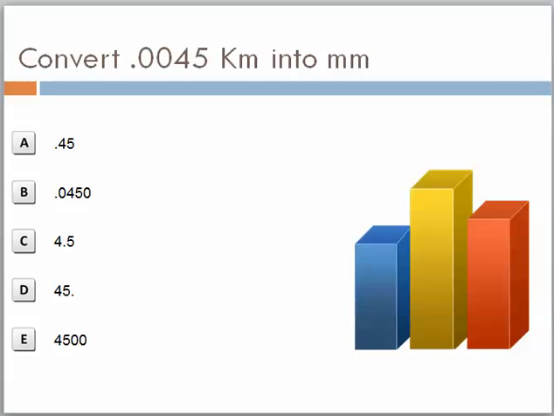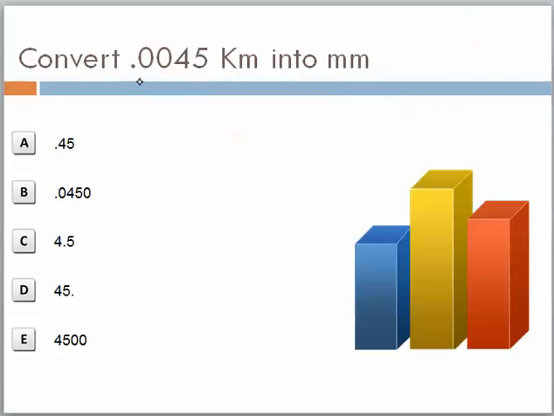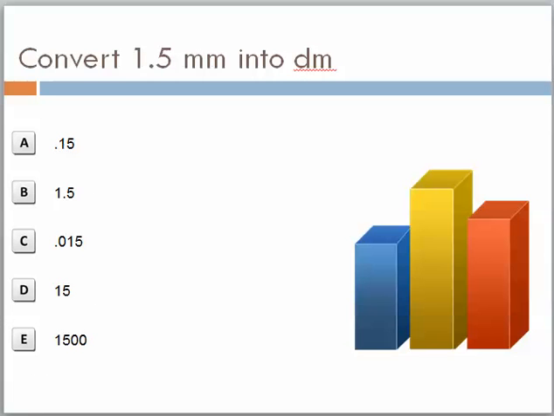And what I want to show you is we're going kilometers to millimeters. So let's get rid of the last problem here. Kilometers to millimeters. That is 1, 2, 3, 4, 5, 6 spots to the right. So I would move my decimal 1, 2, 3, 4, 5, 6 spots to the right, which gives me 4,500. The correct answer was E. Let's give you a chance to do this one.